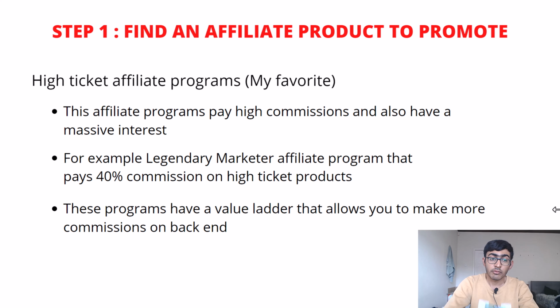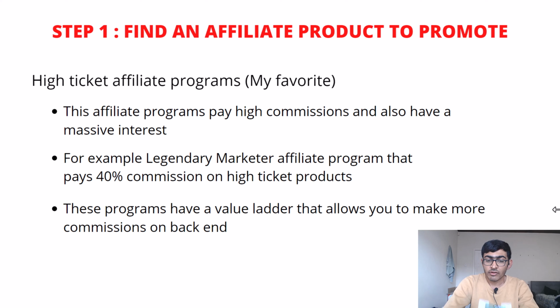And the other type of affiliate program is high ticket affiliate programs, which is my favorite affiliate program to promote. These affiliate programs pay high commissions and also have a massive interest. For example, Legendary Marketer. Legendary Marketer gives people online marketing education and teaches people how they can make money online as a freelance digital marketer or affiliate marketer. If you are promoting the Legendary Marketer affiliate program, then that pays 40% commission on high ticket products. Legendary Marketer has high ticket products like $3,000, $4,000 and even $10,000. If someone purchases a high ticket product, then you will get a 40% commission. So you will get at least $1,000 per sale.